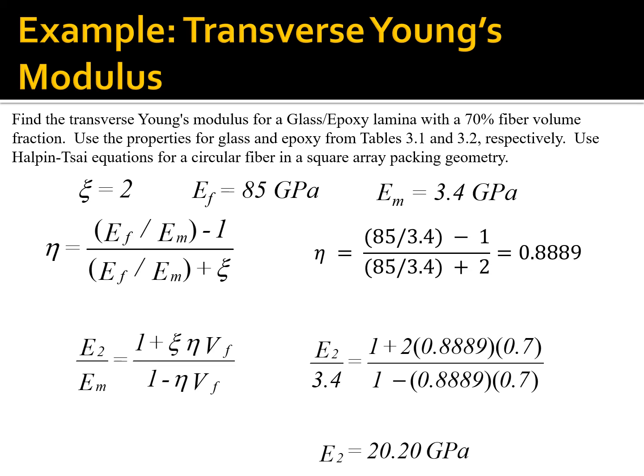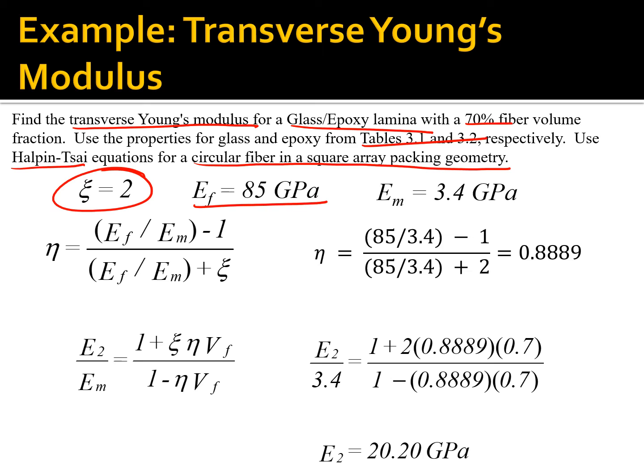So let's look at an example here. We have transverse Young's modulus here. For a glass epoxy lamina with 70% fiber volume fraction, we're getting the values of the properties from tables 3.1 and 3.2, and we want to use the Halpin-Tsai equations for circular fibers in a square array. So if it's a circular fiber in a square array, that means our xi is 2. Young's modulus of the fiber is 85 gigapascals. Young's modulus of the matrix is 3.4 gigapascals.